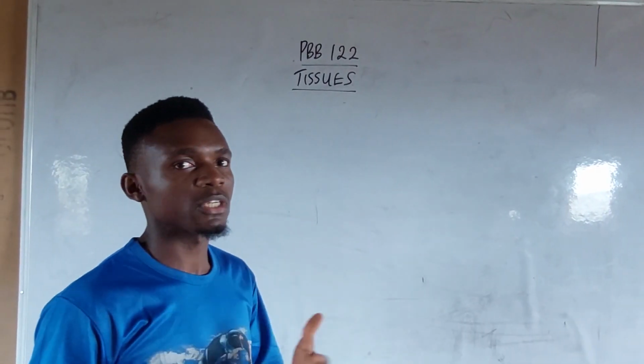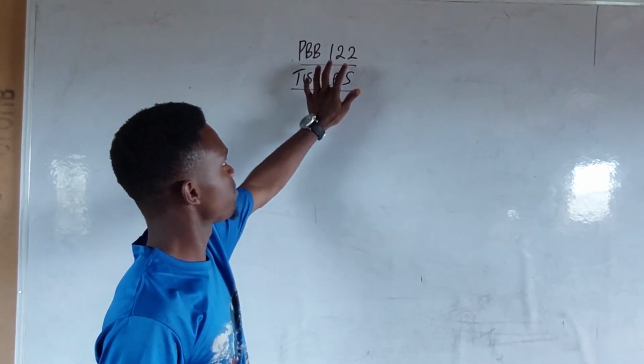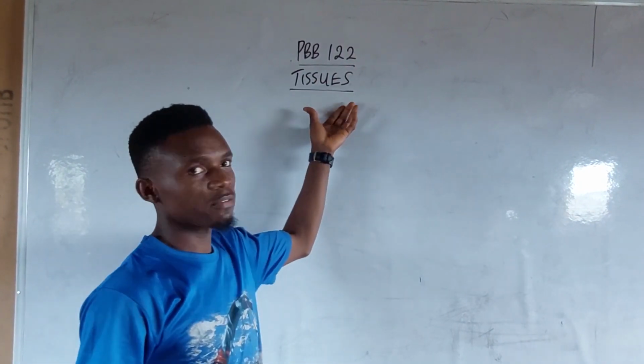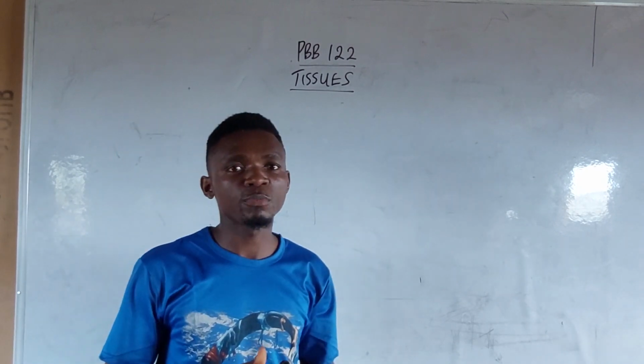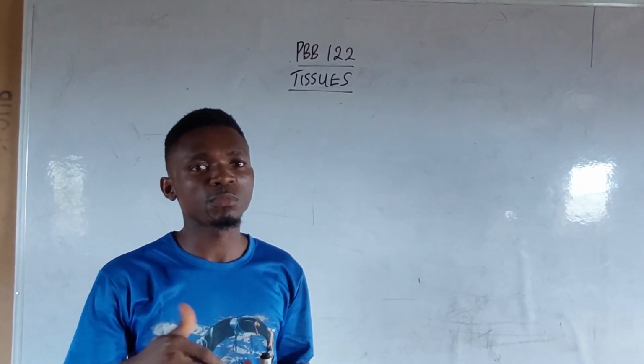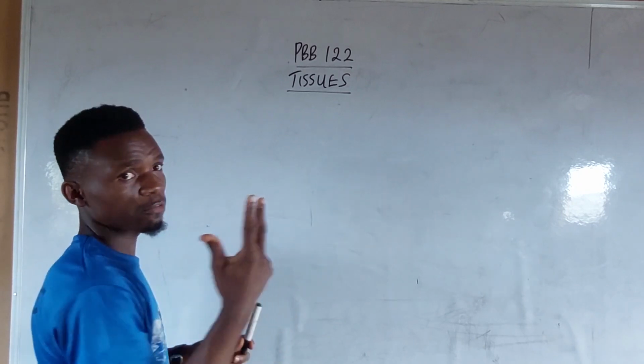In today's video, I shall be taking up the topic called tissues in PV 122. The tissues we are referring to here is not of toilet tissues. Now, you know tissues are made up of specialized cells to perform a similar function. Now, there are two types of tissues.